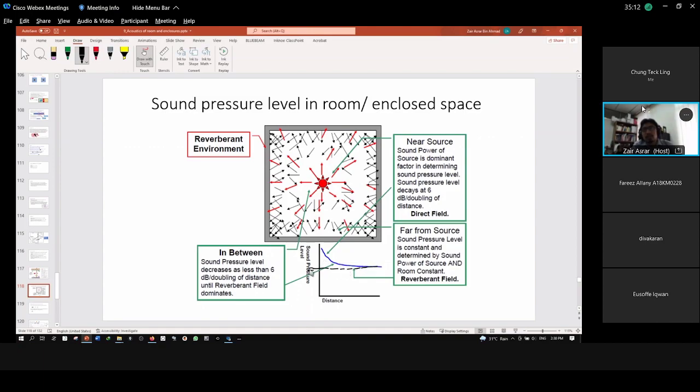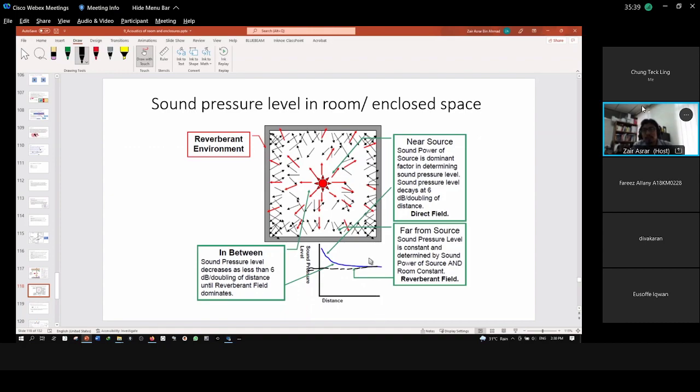Okay, this is our reverberant level. It cannot go higher than this because the sound is being absorbed, and if we continue with a constant sound source here, the sound pressure level will be a constant value. This constant value is what we call the reverberant sound pressure level.